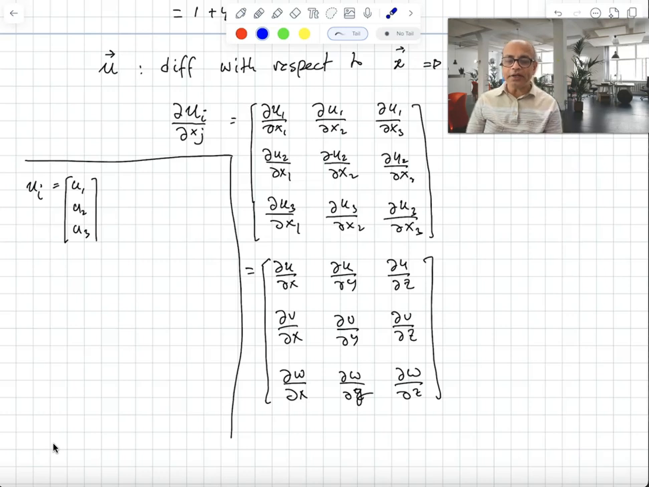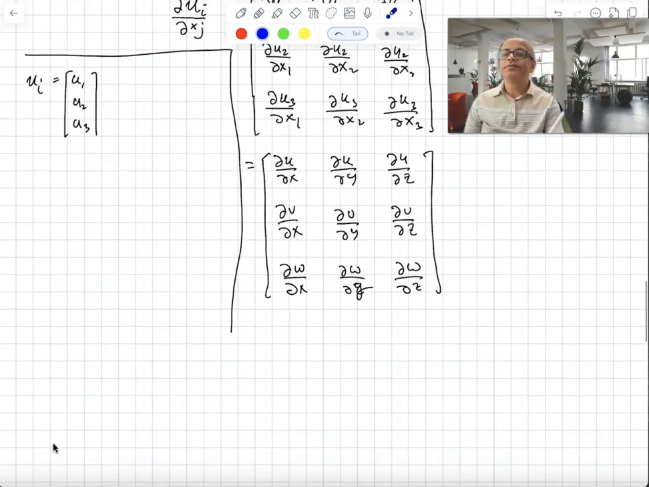What we will do in tensor notation is write du_i/dx_j, where i is for row and j is for column. I is for row, j is for column, and that makes things easy.